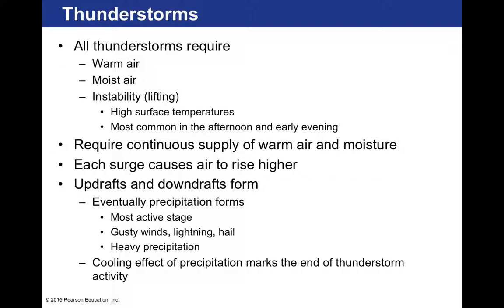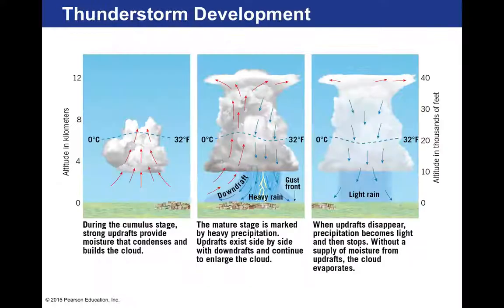So each surge causes air to rise higher and higher, creating what's called updrafts and downdrafts inside the cumulonimbus cloud. And eventually precipitation forms, and this is where you're going to have the most active stage of the thunderstorm, where there's gusty winds, lightning, hail, and heavy precipitation, typically in the form of rain. And afterwards, there's a cooling effect, which marks the end of the thunderstorm activity.